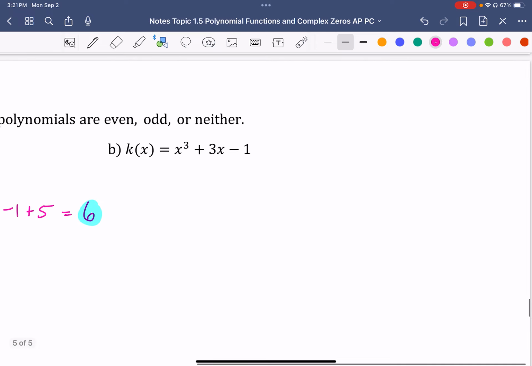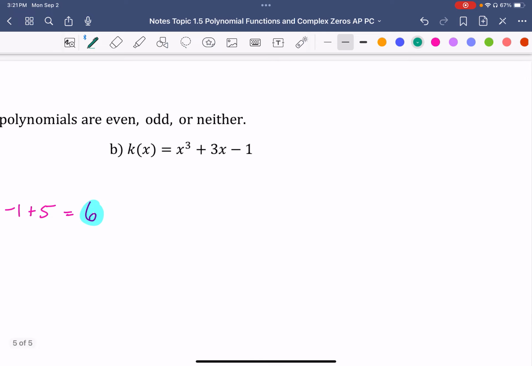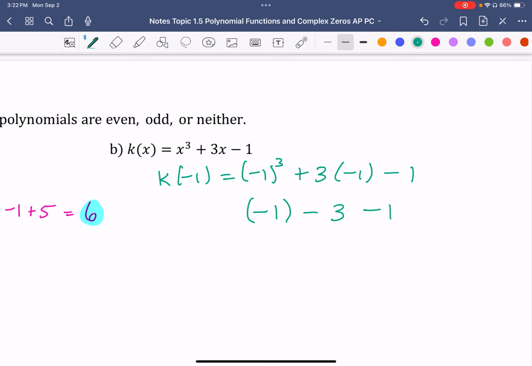Okay, let's try letter B. So we're going to start by plugging in -1 and +1. -1 cubed plus 3 times -1 minus 1. An odd exponent with a negative will stay negative. So -1 cubed is still -1. 3 times -1 would be -3 minus 1. Okay, -1 minus 3 is -4, and minus 1 would be -5.